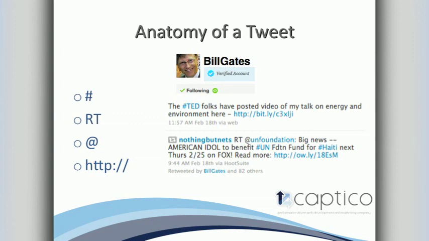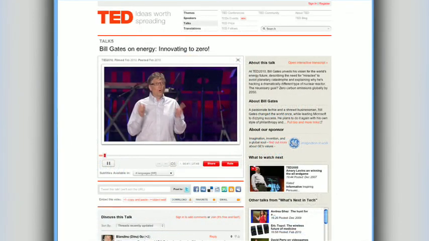If he did not include the hashtag, his conversation, his tweet, would not show up on that TED Twitter feed. You can also see that he includes a link to his video with an HTTP. Again, anything that's in a different color font is clickable.